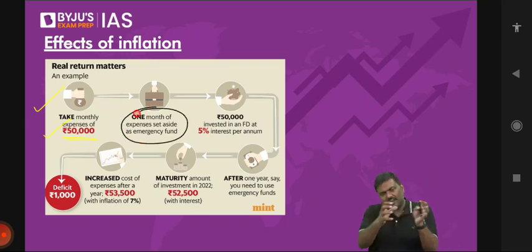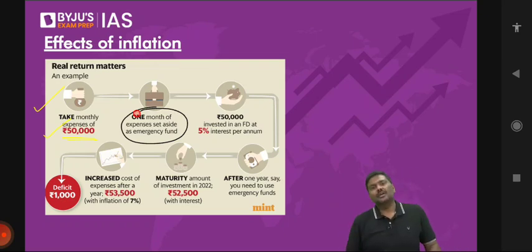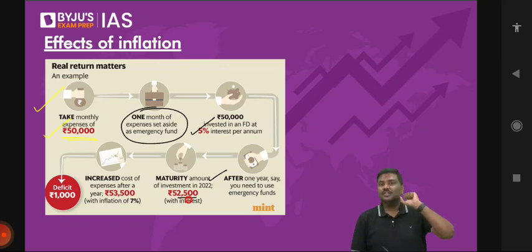And the bank manager says, sir, thanks a lot. Madam, thanks a lot. Because you have kept the fixed deposit with the bank now, I will give you 5% rate of interest. Which means after 1 year, you will get 50,000 rupees principal amount and 5% of it, 2,500. So the total amount of money that you will have after 1 year is 52,500 rupees.